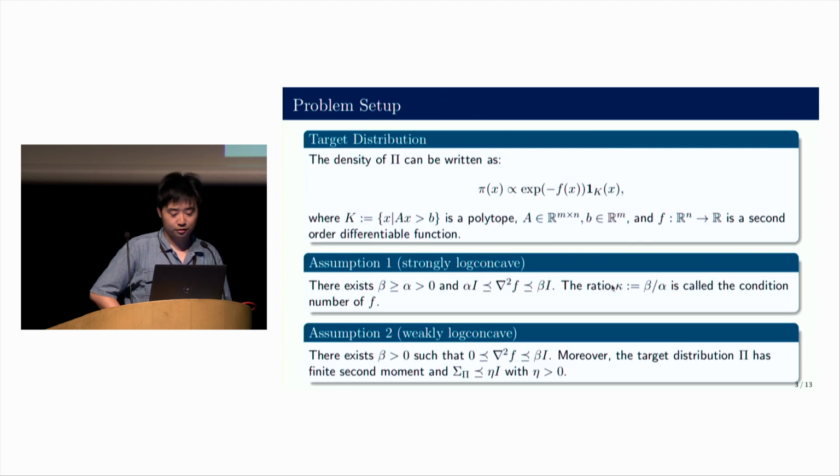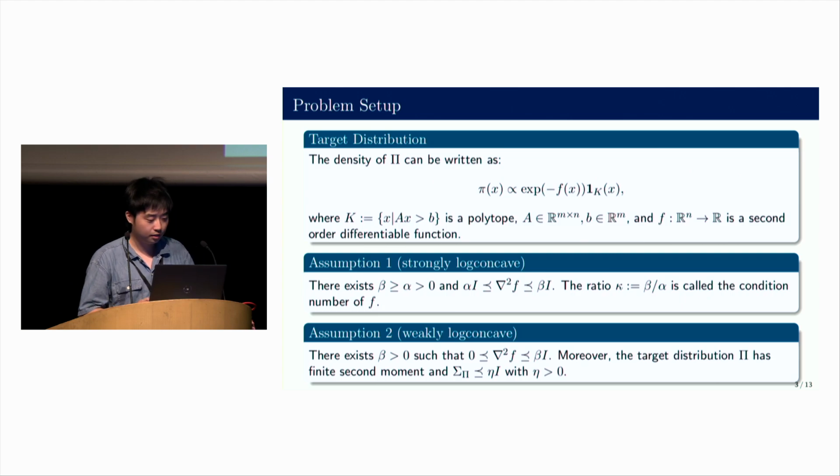That means we want to draw samples from this distribution truncated on this polytope, and this polytope is defined by the matrix inequality Ax greater than b, where A is an m by n matrix, b is an m-dimensional vector, and we assume f to be a second order differentiable function. There are some other assumptions on f.